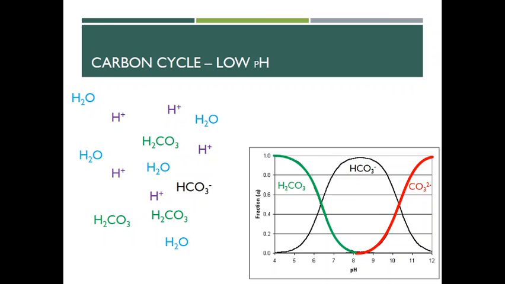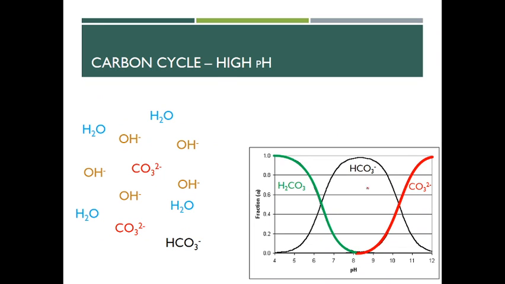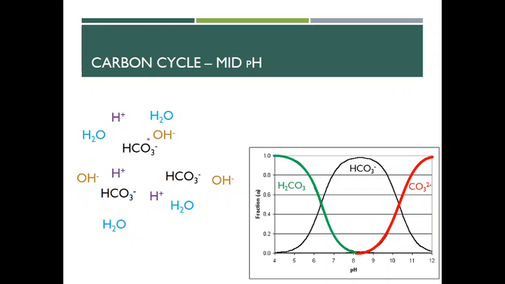I forgot where we were going. Let me talk about this, and we'll come back to the buffering system here in a minute. But at this low pH system, what we're having is a dominance of the carbonic acid, even though there is some bicarbonate available. At that high pH, we have a lot of carbonate available with a little bit of bicarbonate, and mid pH, you're dominated by the bicarbonate.